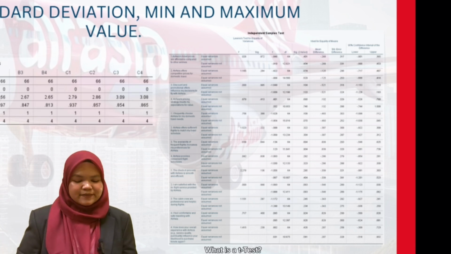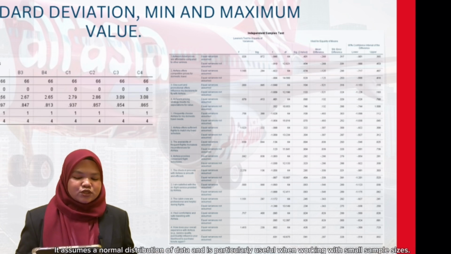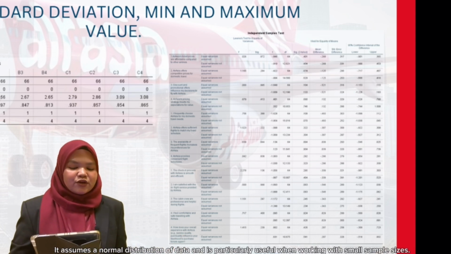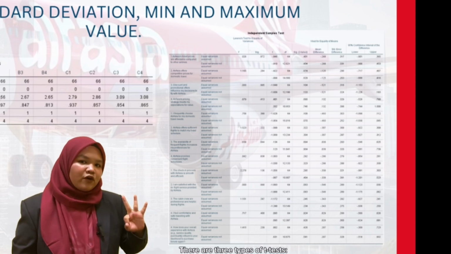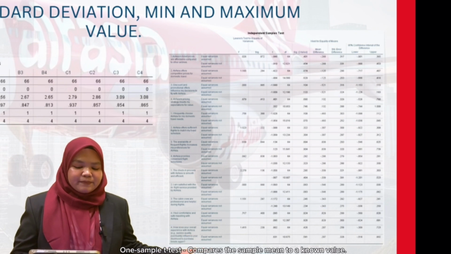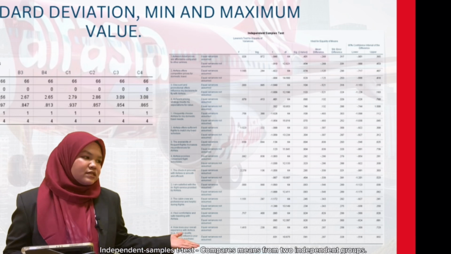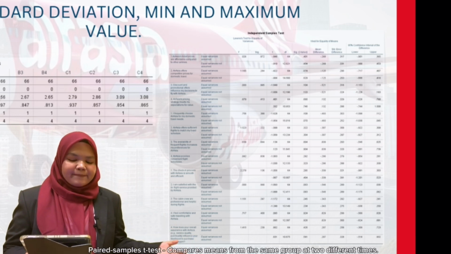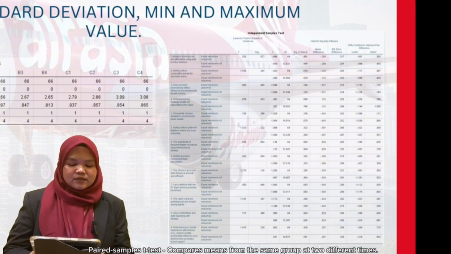What is a t-test? The t-test evaluates whether the means of two data sets are significantly different. It assumes a normal distribution of data and is particularly useful when working with small sample sizes. There are three types of t-tests. One-sample t-test compares the sample mean to a known value. Independent sample t-test compares means from two independent groups. Paired sample t-test compares means from the same group at two different times.